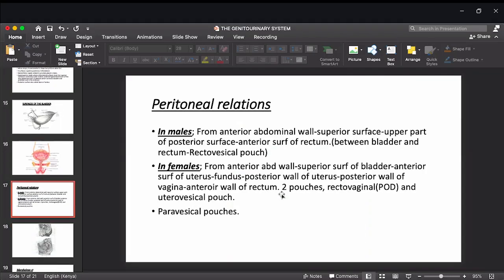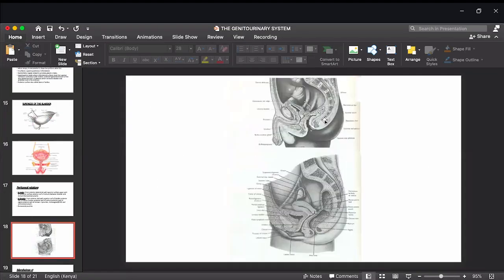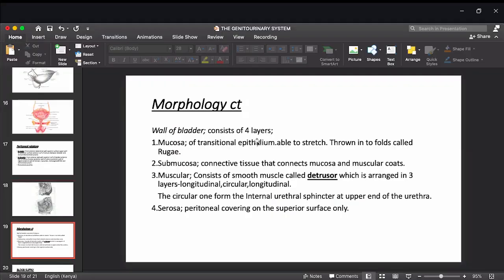Peritoneal relations in males and in females that we must know. How it forms the two pouches, the pouch of Douglas and the uterovesical pouch in females, while in males it forms the rectovesical pouch. Those are the peritoneal reflections. So at your own free time, you can also go through that pictorial representation of the same.